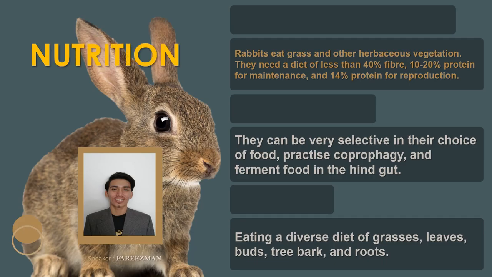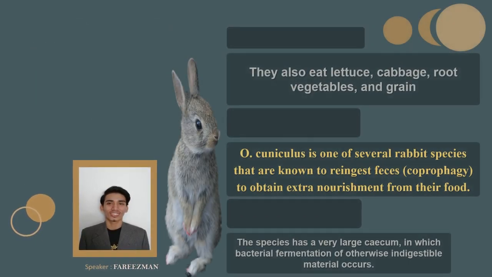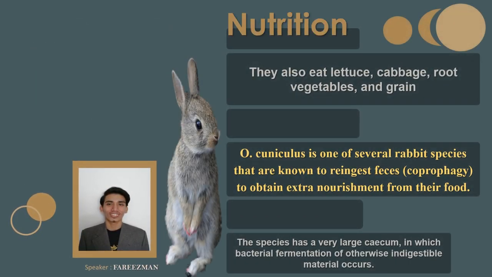The Oryctolagus cuniculus eats grass and other herbaceous vegetation. They need a diet of less than 40% fiber, 10-20% protein for maintenance, and 40% protein for reproduction. They can be very selective in their choice of food, practice coprophagy, and ferment foods in the hindgut, eating a diverse diet of grasses, leaf buds, tree buds, and roots. They also eat lettuce, cabbage, roots, vegetables, and grains.